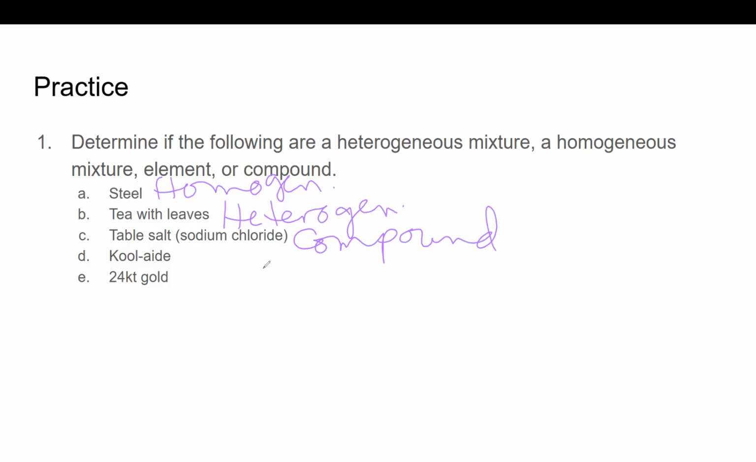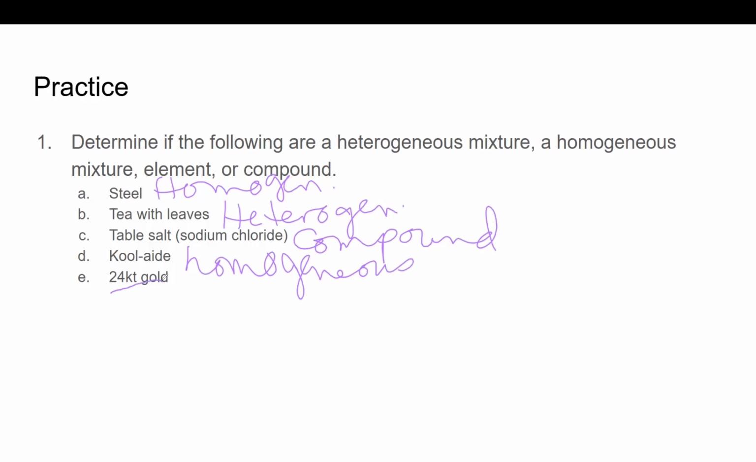Kool-Aid. Well, that's a mixture, but is it a homogeneous mixture or a heterogeneous mixture? We can't see the difference, so that's a homogeneous mixture.